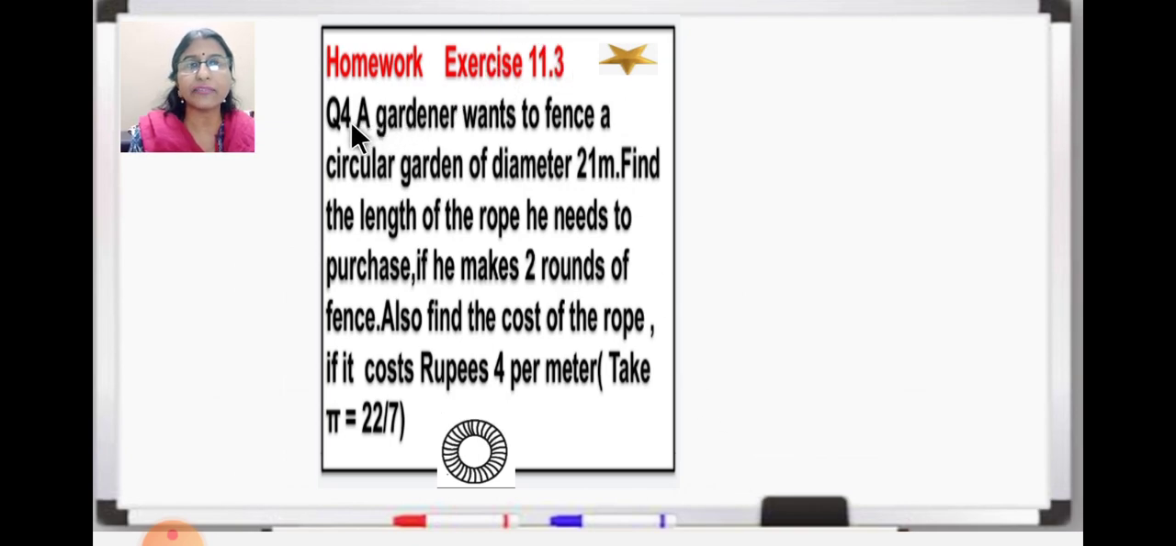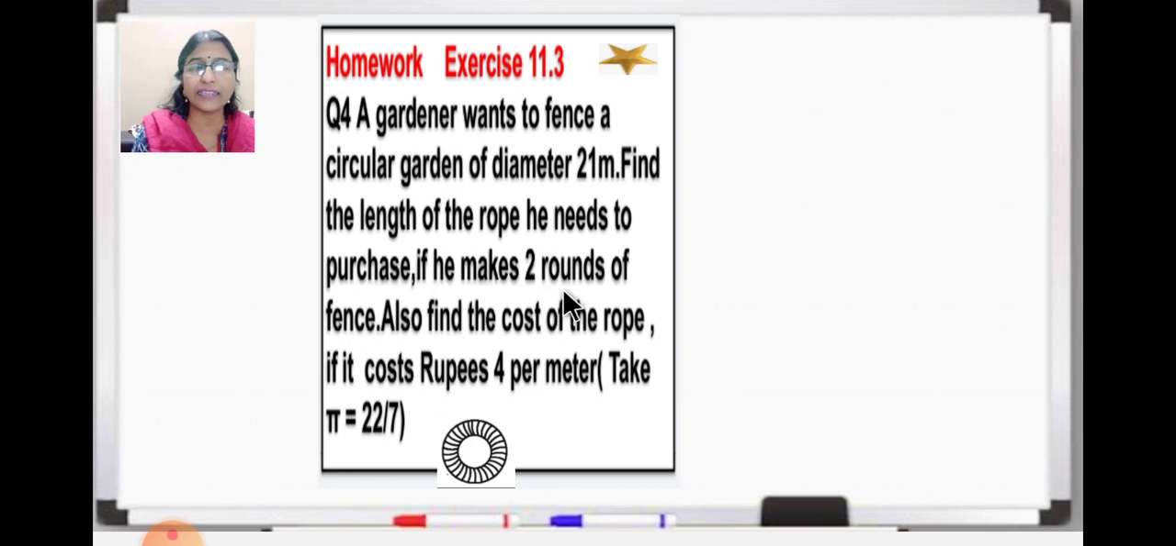Now one more question was given as homework. Exercise 11.3, question number 4. A gardener wants to fence a circular garden of diameter 21 meter. Find the length of the rope he needs to purchase if he makes 2 rounds of fence. Also find the cost of the rope if it costs rupees 4 per meter. And here you have to take the value of pi as 22 upon 7. So you can draw a figure like this, a circular garden whose diameter is given as 21 meter. We have to find the length of the rope required to fence, and how many rounds? 2 rounds.